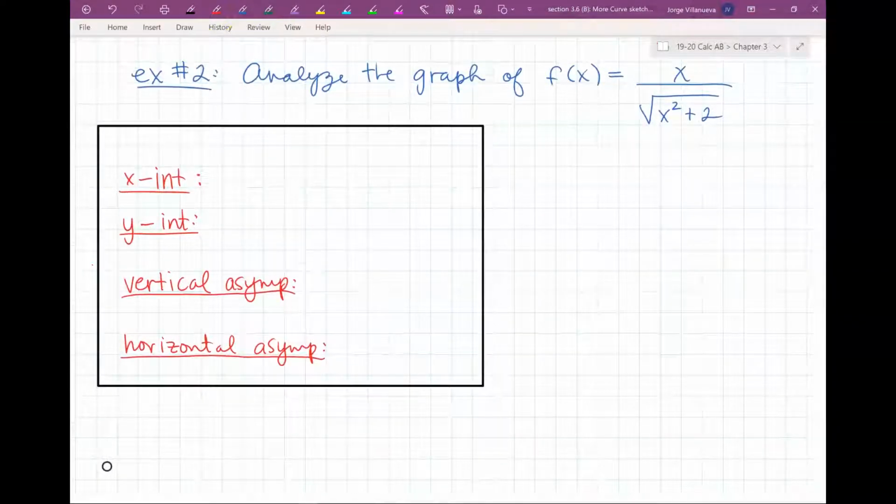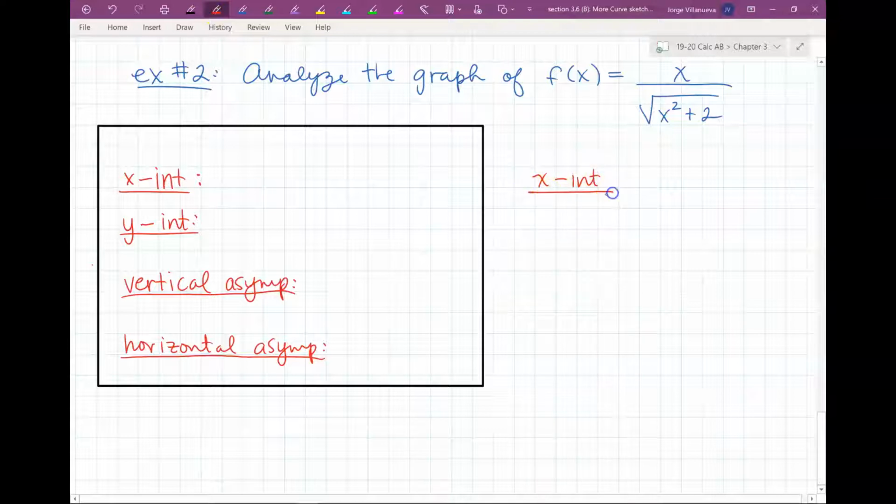So to find the x-intercept, I told you guys yesterday, in order to find that, what you're going to want to do is set y equal to 0. But if you're given a fraction, like we have right here, then all you want to do is set your numerator equal to 0, right? So if I set my numerator x equal to 0, then I'm done, right? X equals 0 when y is 0. So I'm going to put 0, 0 as my x-intercept.